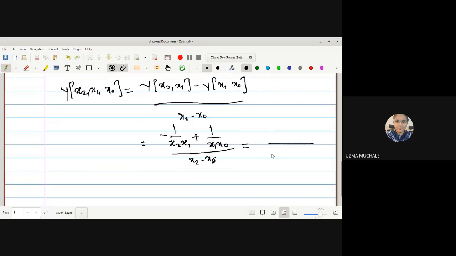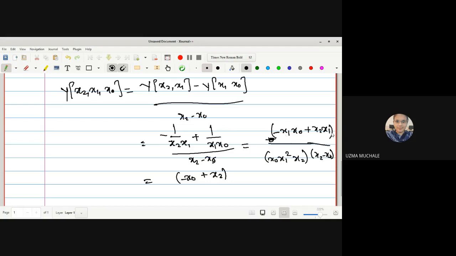Taking LCM, I will write directly: it is x0, x1, x1 is repeated, x2 with negative sign into x2 minus x0, and here we have x1, x0 with negative sign, we will take this negative, minus plus x2, x1. Now you can take x1 common and this x1 square will cancel with this x1, and what remains here is minus x0 plus x2. This x1, x1 gets cancelled.